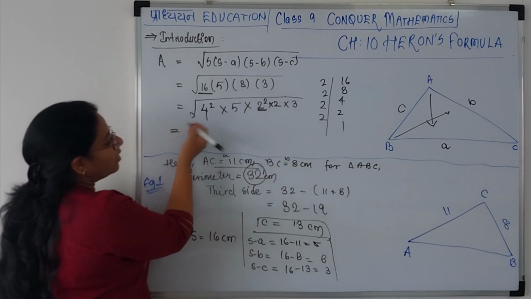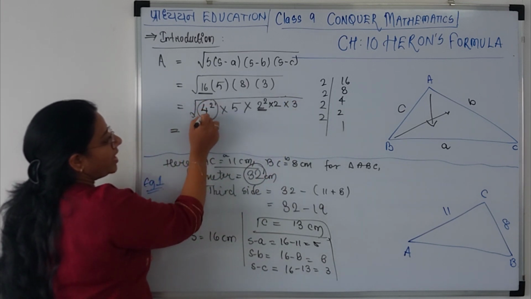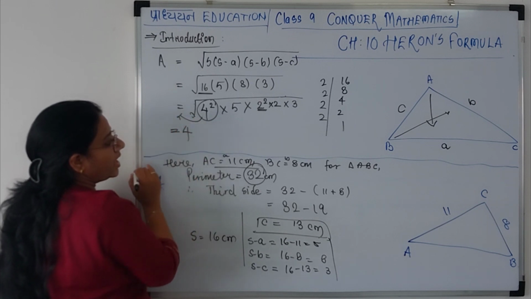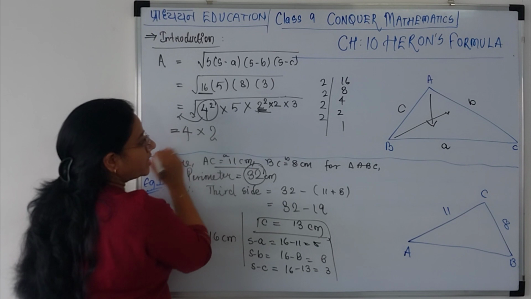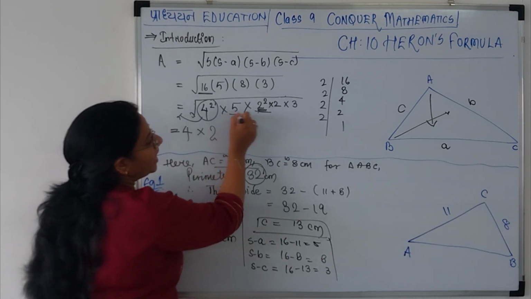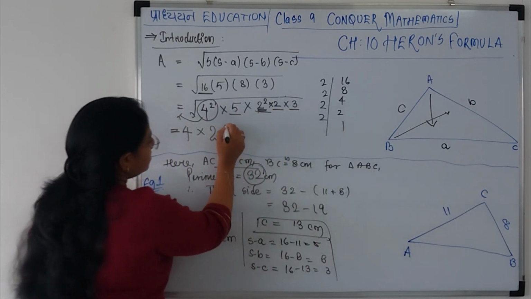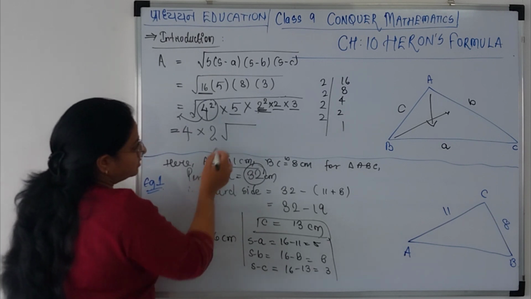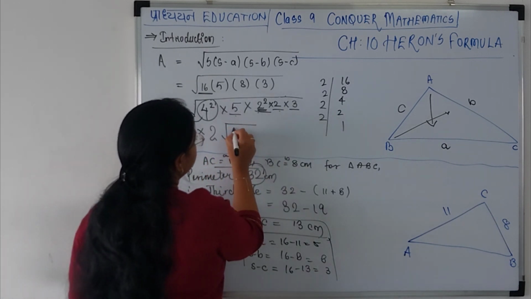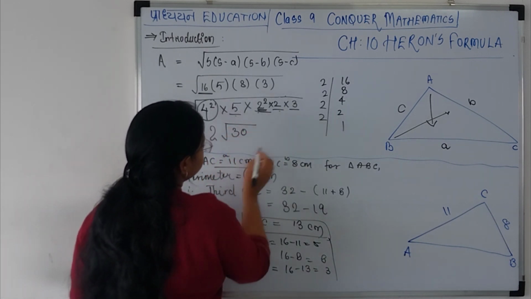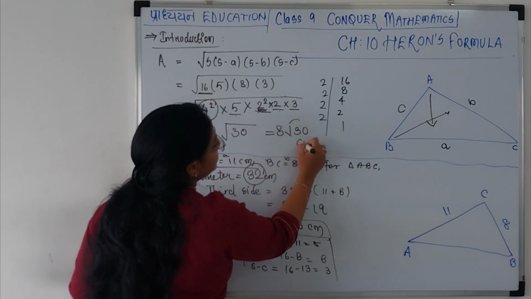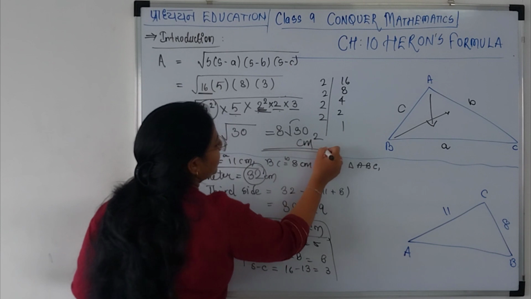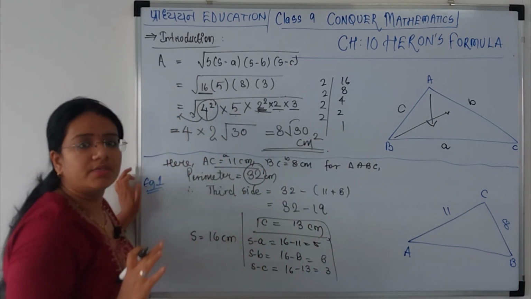Now if a square comes out of the square root, only one number will get out. Here we have 2 square, so 2 will come out. Now we have nothing left outside. Inside the root, 5 2s are 10, 3s are 30. So we are left with the answer 8 root 30 centimeter square. So that is the area of the required triangle.